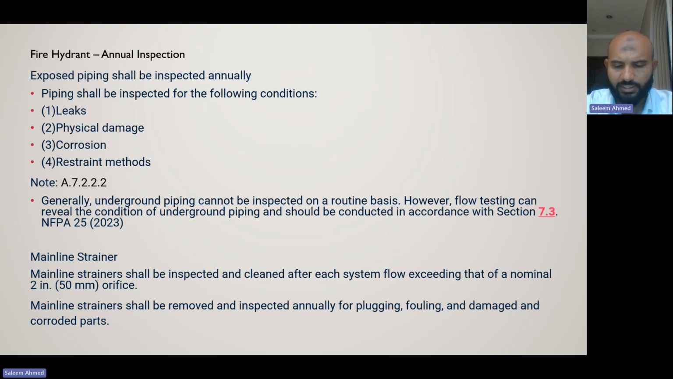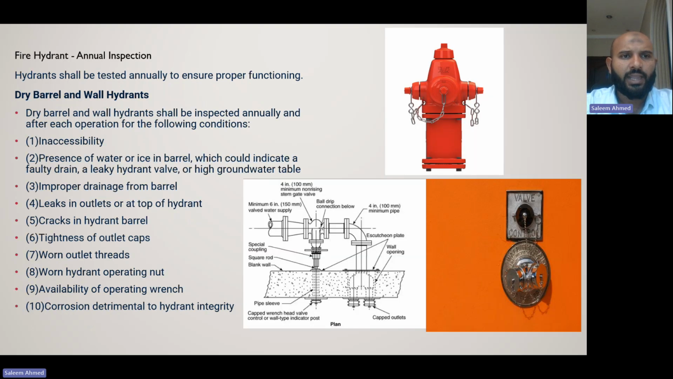Mainline strainer shall be removed and inspected annually for plugging, potential obstruction, damage and corroded parts, so to check the internal parts. And hydrant shall be tested annually to ensure proper functioning. So what has to be inspected here? Dry barrel and wet barrel, wall hydrant. As I said before, the wall hydrant is attached to the exterior wall of the building. So dry barrel and wall hydrant shall be inspected annually and after each operation for the following conditions.